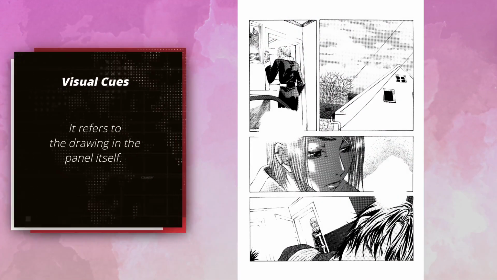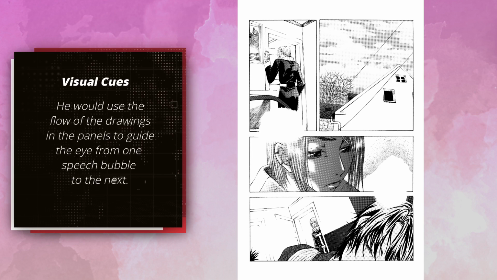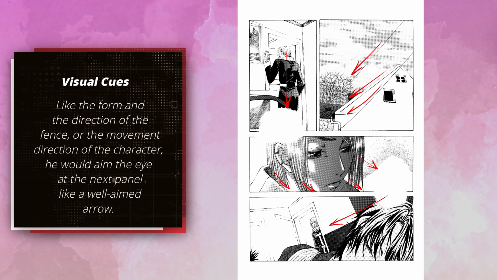Visual cues. Visual cues refer to the drawing in the panel itself. Takeshi Obata, the artist behind Death Note, Bakuman, and many other amazing series, uses them a lot. He would use the flow of the drawings in the panel to guide the eye from one speech bubble to the next, like the form in the direction of the fence or the movement direction of the character. He would aim the eye at the next panel like a well-aimed arrow.